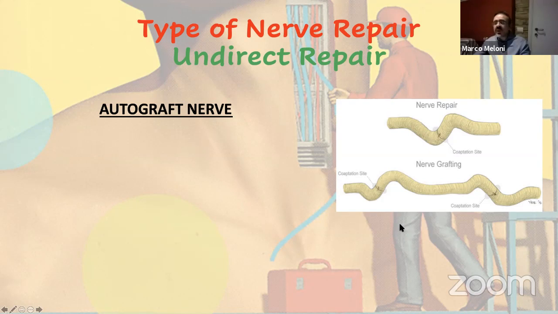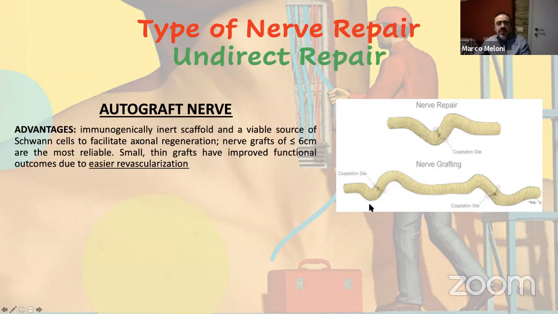So where can we find the nerve? In the meantime, let's remember that the autograft nerve has the advantage of being immunogenically inert and a viable source of Schwann cells to facilitate axonal regeneration. And nerve grafts of less than or equal to 6 centimeters are the most reliable. So if we have a large gap, we can fill it with nerve graft.